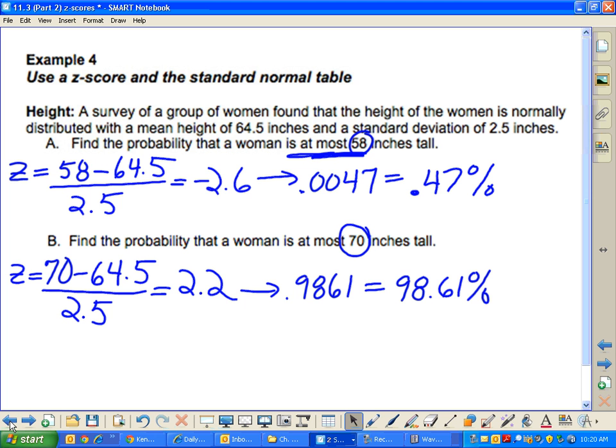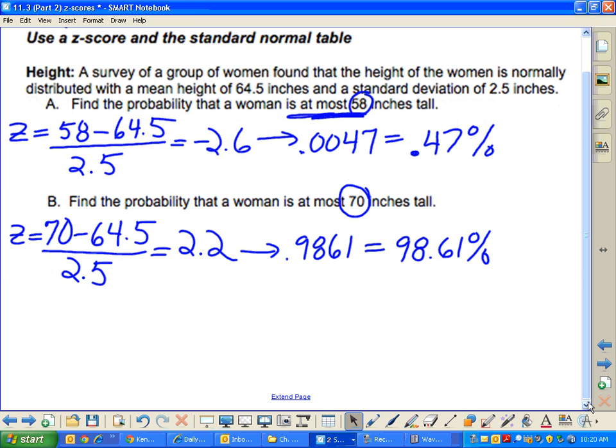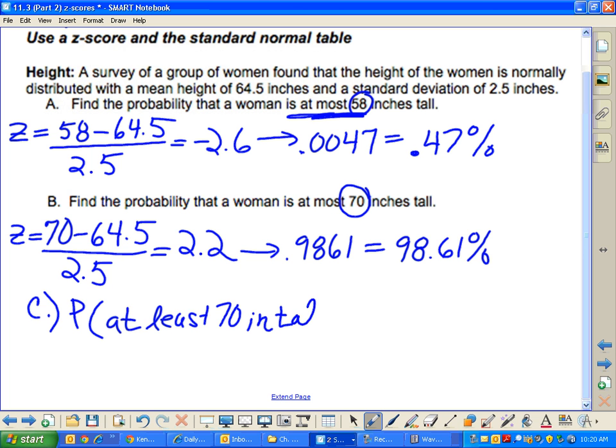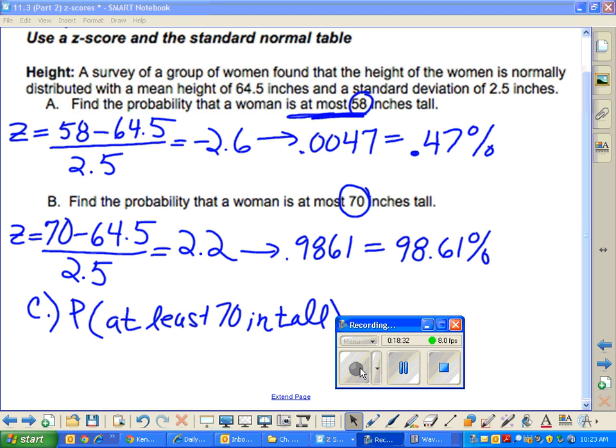Now, because what I'm running into today is problems with at least and at most, we're going to do a part C. You can add it in there. I want you to find the probability that a woman is at least 70 inches tall. You're going to do that one as a little bit of independent practice. Ready?